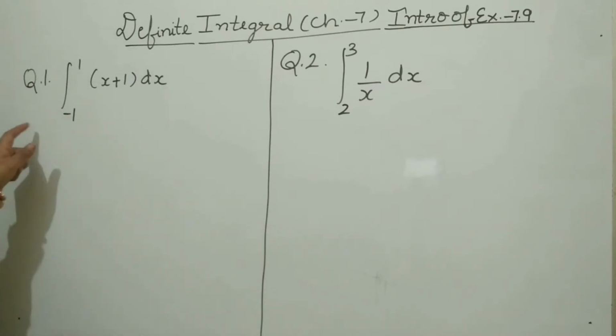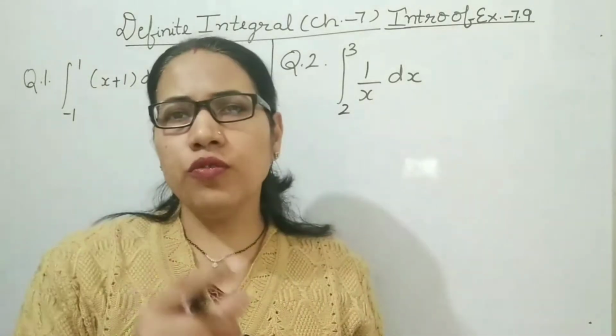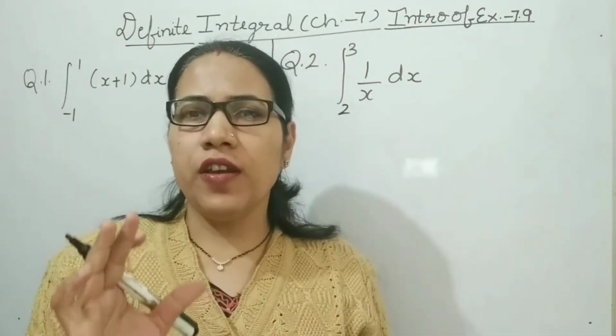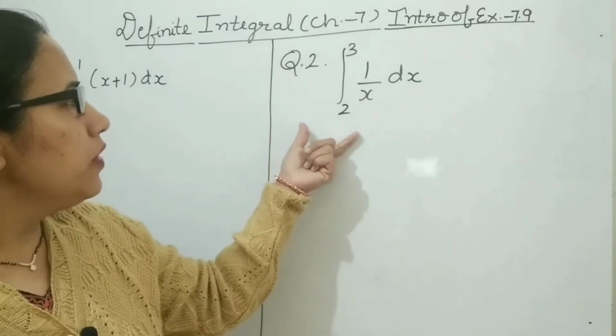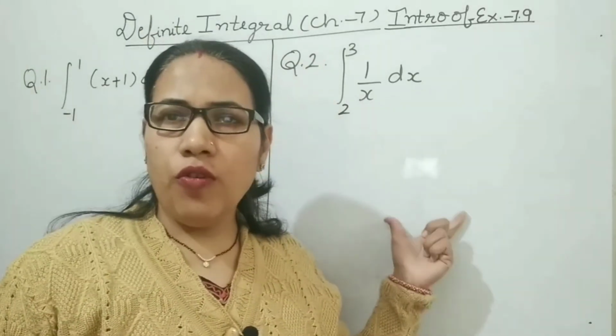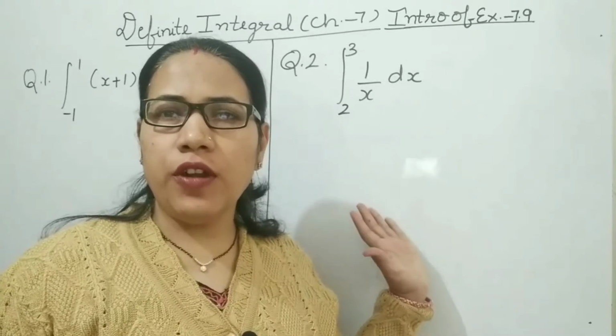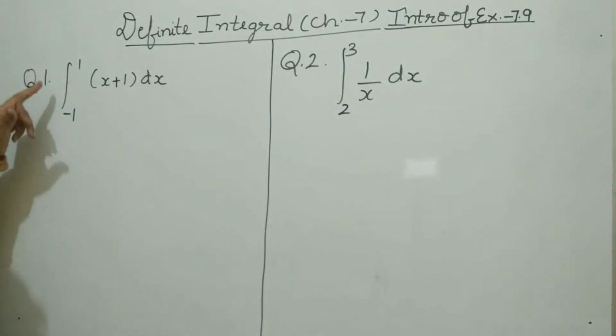So look at the question number 1 and 2 from exercise 7.9. One important thing, there is no use of constant of integration in definite integrals because we always obtain a fixed value with the help of these limits lower and upper. So there is no use of constant of integration. We cannot take plus c here. Okay, start with question number 1.